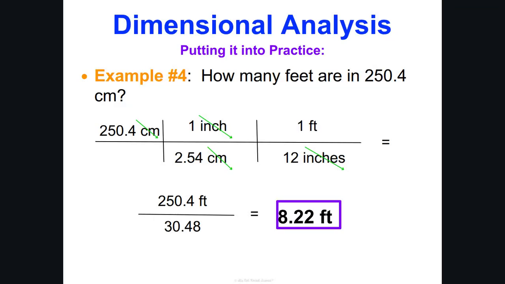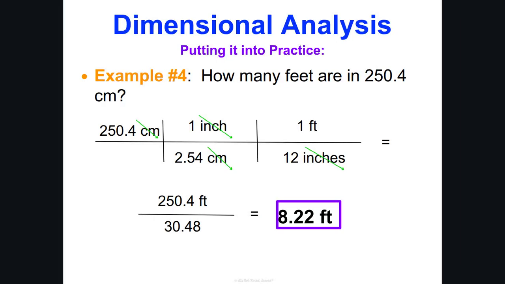Example number 4. The question says, how many feet are in 250.4/10 of a centimeter? Okay. Step 1, write down what we're given. We were given 250.4/10 of a centimeter. We got to bring down that centimeter. If we look at our conversion chart, we can see that there are 2.54 centimeters in 1 inch. We're still not to feet yet. Our centimeters cancel out, so we bring down inches.